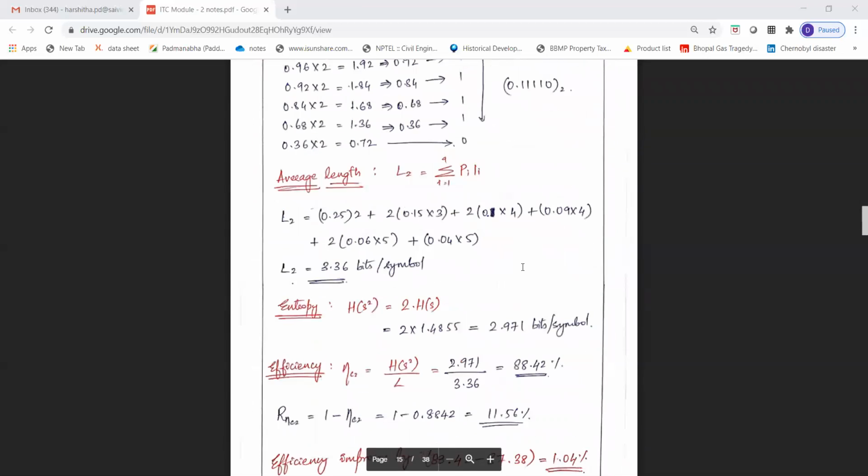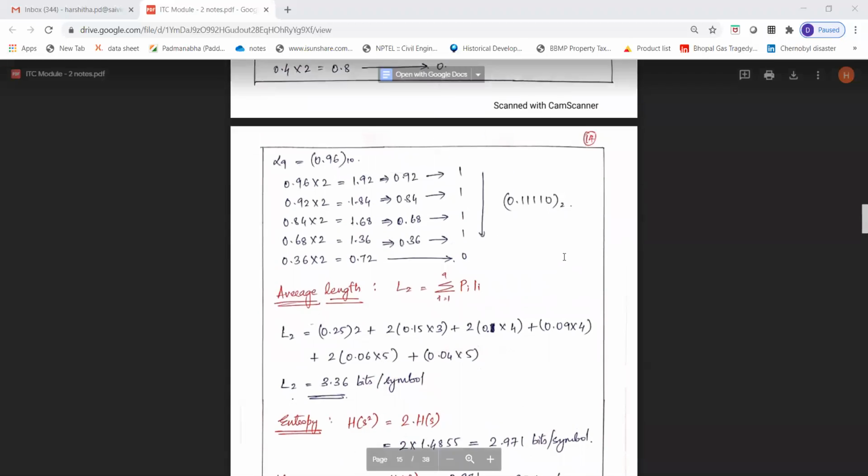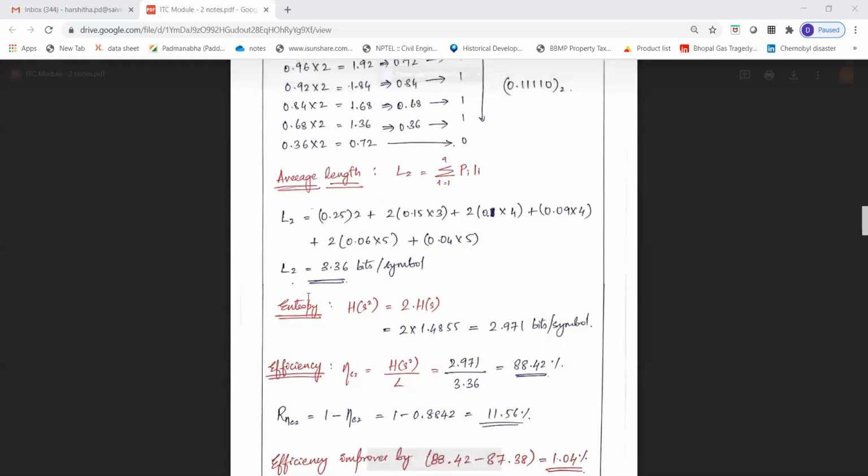So next, after filling up the entries in this tabular column, I'd like to find out the average length, entropy and the efficiency. So average length is given by L2 because this is the length of the second extended source. So L2 is given by summation of I equal to 1 to 9 because there are 9 symbols, of the product of probability and the length. So I'll be substituting the values of probability and the length respectively of all the 9 symbols and calculating the value of average length with the help of the calculator. So you'll be getting the value of L2 as equal to 3.36 bits per symbol.